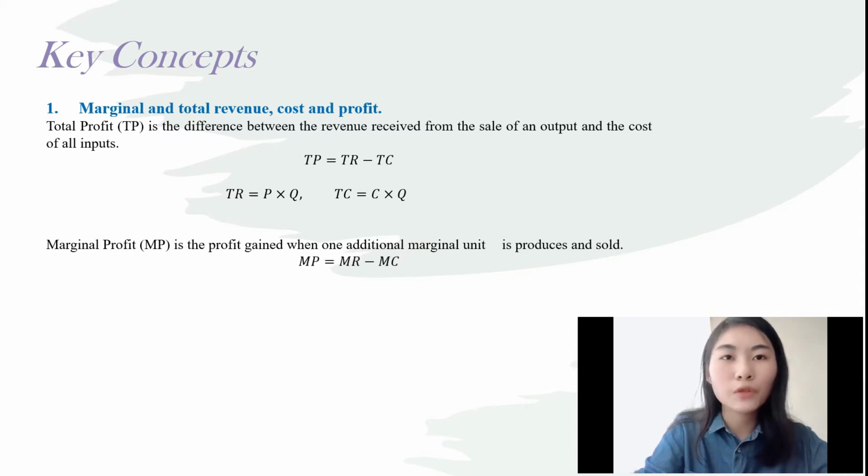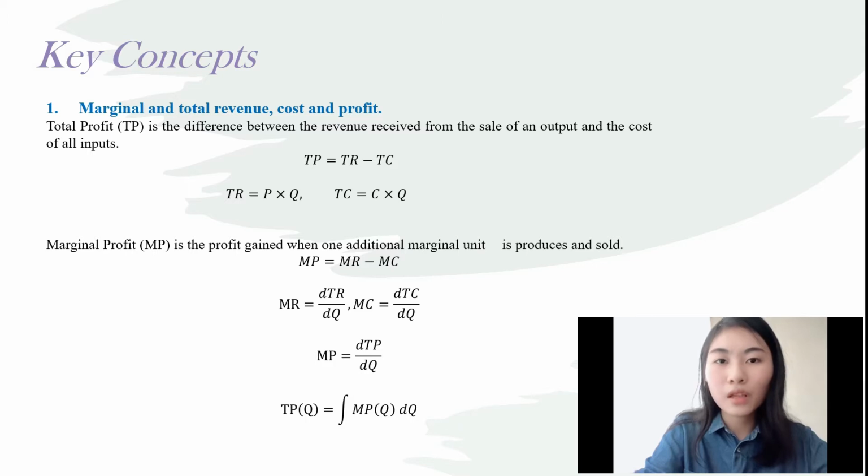The marginal profit, MP, is the profit gained when one additional marginal unit is produced and sold. In other words, marginal profit is the difference between the marginal revenue and marginal cost, where MR is the derivative of the total revenue with respect to quantity Q, and MC is the derivative of total cost with respect to quantity Q. Marginal profit can be determined by the derivative of total profit. If the marginal profit function is given, the total profit can be obtained by integrating the marginal profit function.